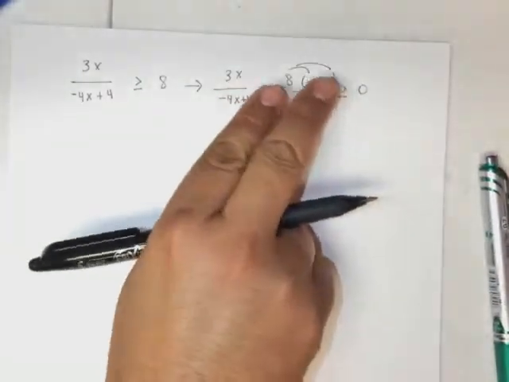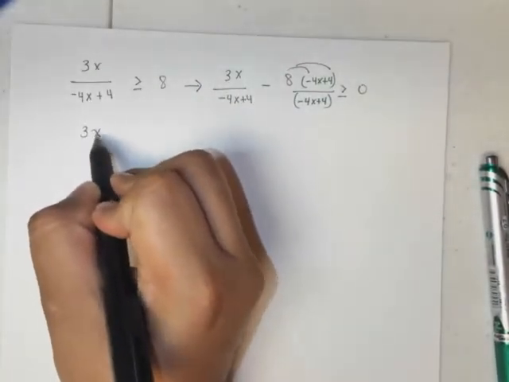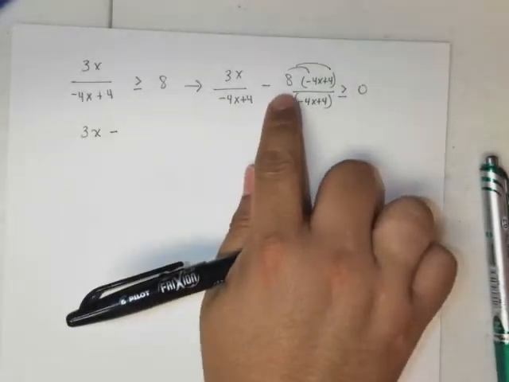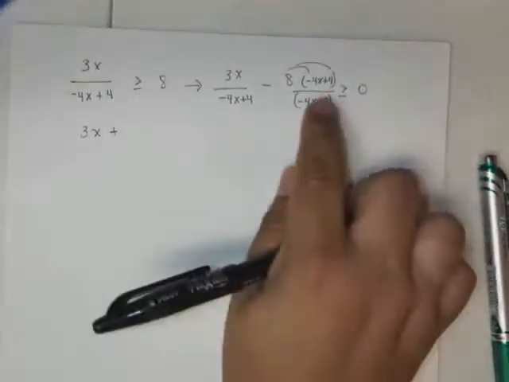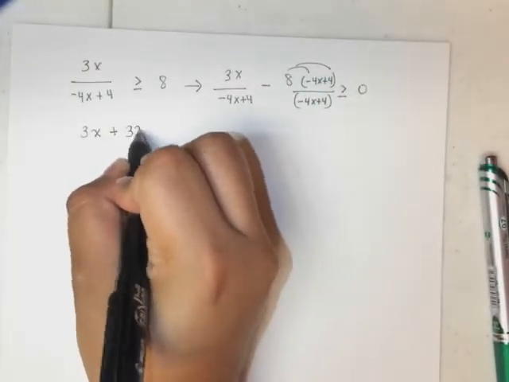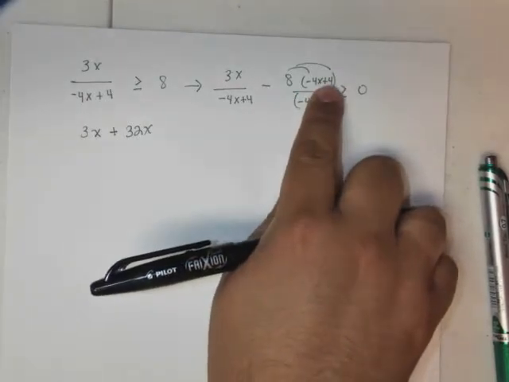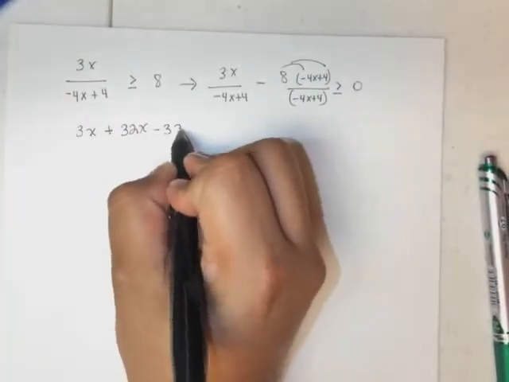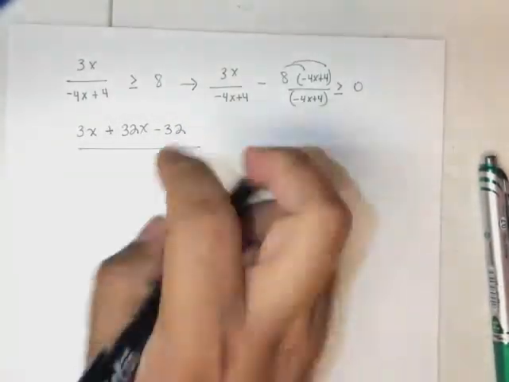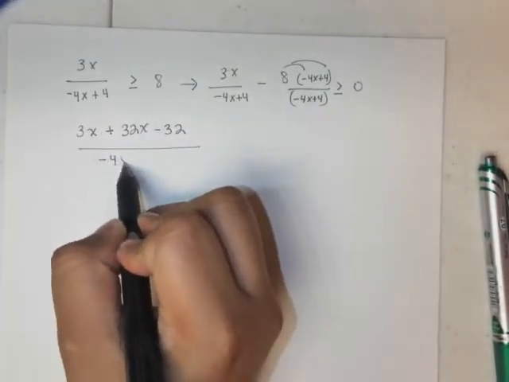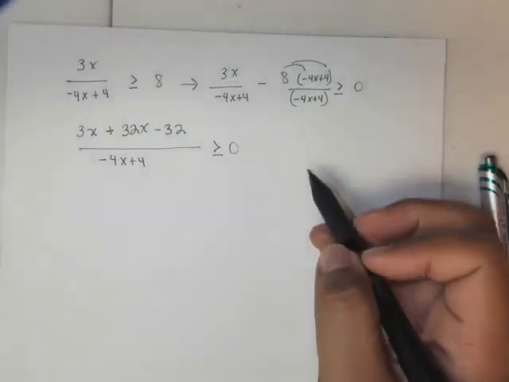And then we'll combine some like terms. Okay, so let's work on the next line, and it says 3x minus, and then it's negative 8 times negative 4x, so that's actually plus 32x. And over here, negative 8 times positive 4 is negative 32. So there we have negative 32. And then, of course, the denominator for both is the same, and we keep that denominator, negative 4x plus 4. And remember that this is all greater than or equal to 0.